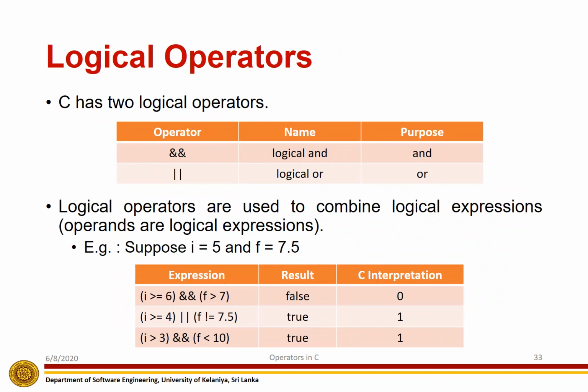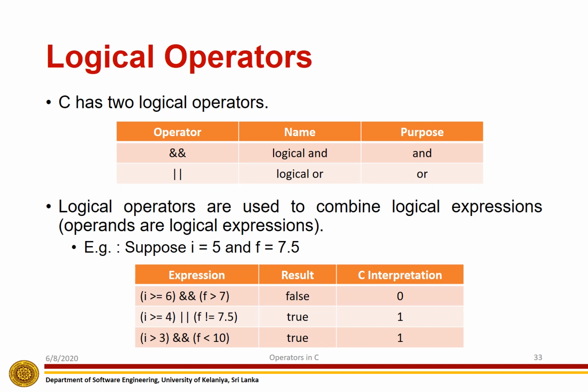The next type of operators are logical operators. C language has two logical operators, logical AND and logical OR. Logical AND is represented by double ampersands and logical OR is represented by double vertical bars. Logical operators are used to combine logical expressions. The operands are logical expressions in here.